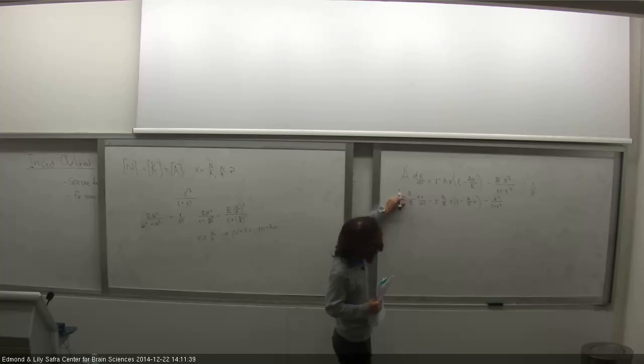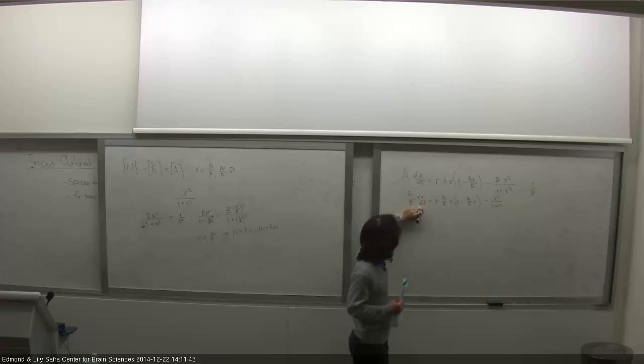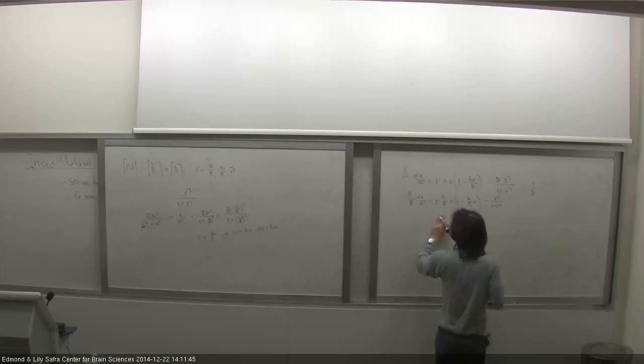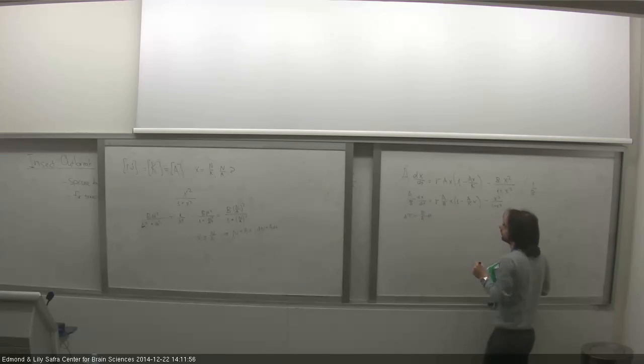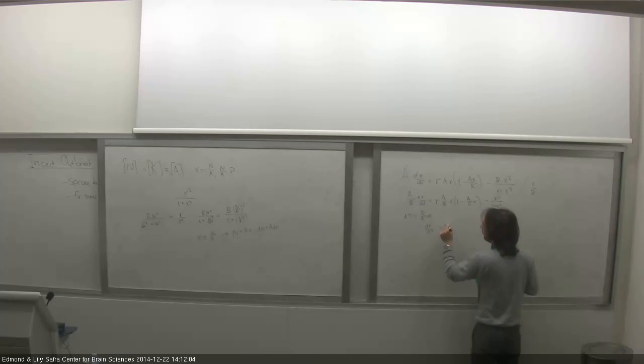So I will try to put b and a into the time scale. Okay? I will write d tau equals b over a dt. Okay, so now dx over d tau is r a over b.